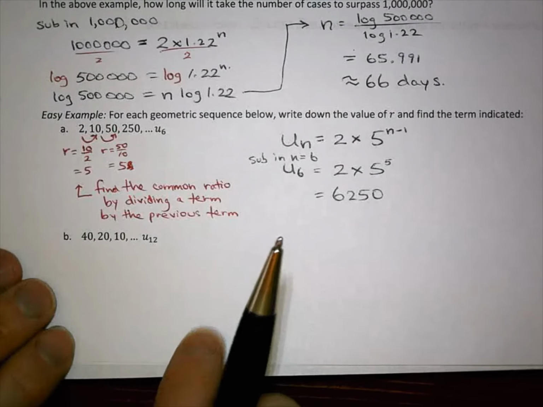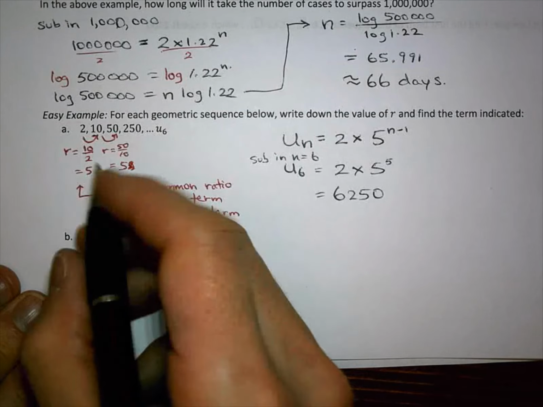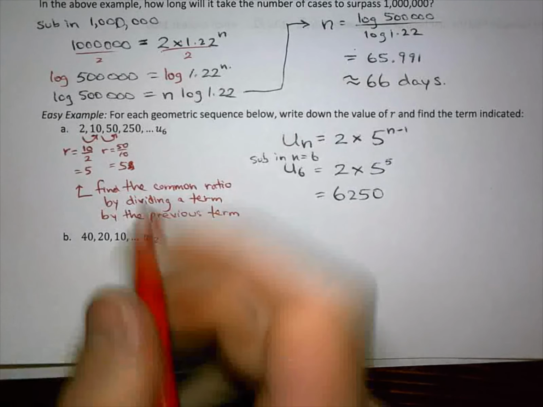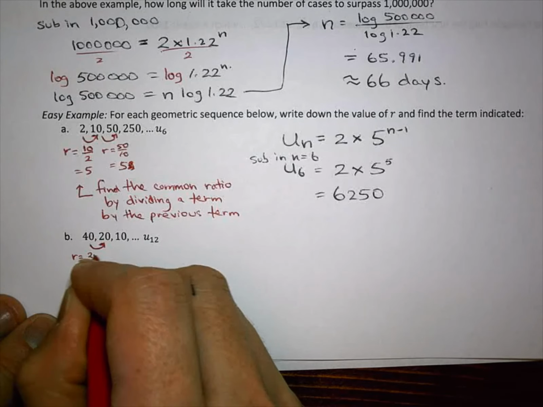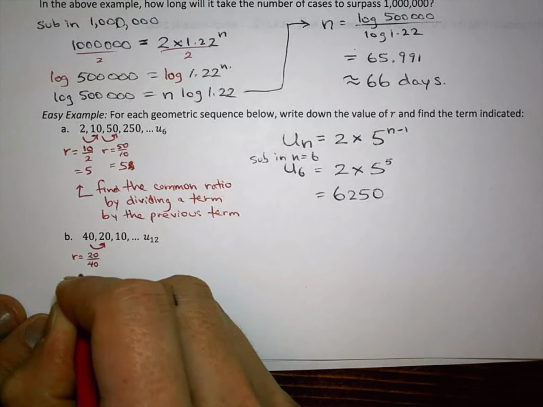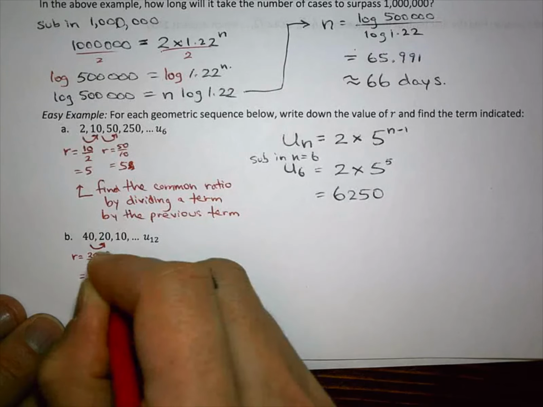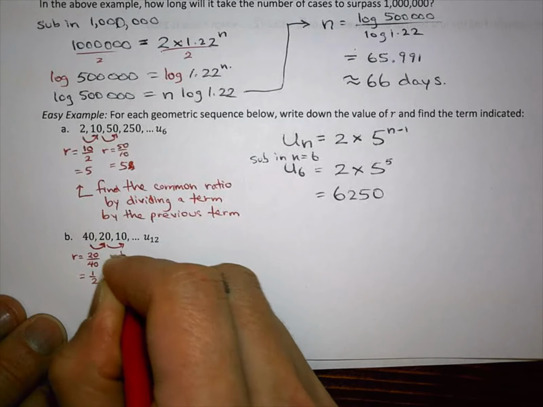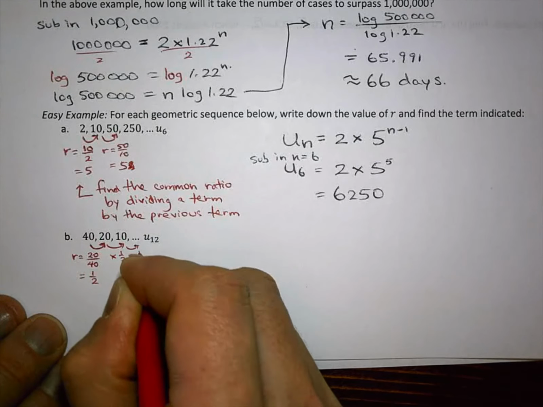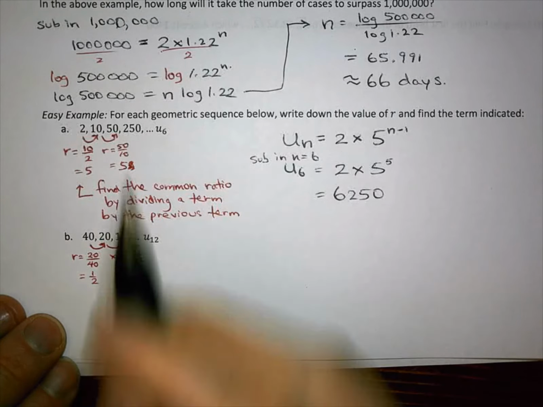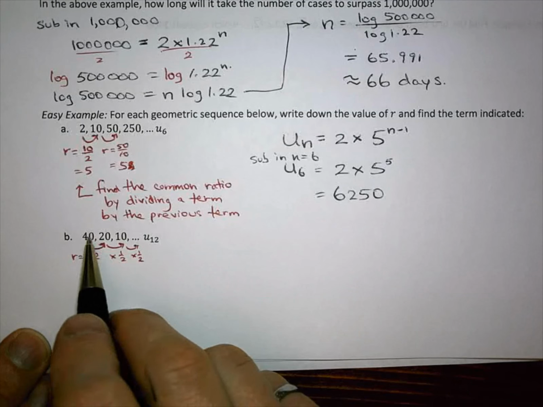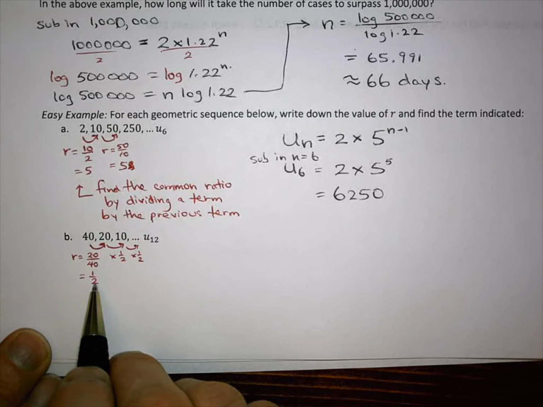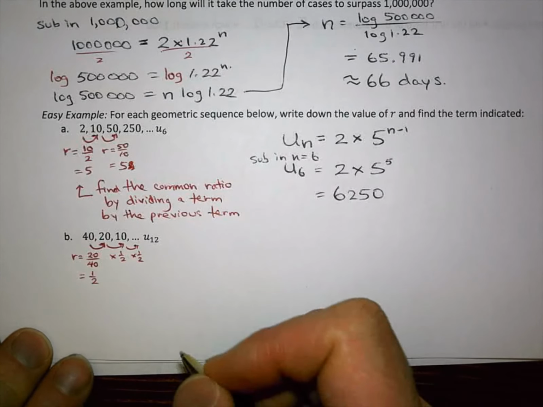Let's do another example here. Let's keep falling back on this strategy for finding the r value. So here I have r is equal to 20 divided by 40, which is 1/2. And this is the same thing. Each time it's multiplied by 1/2. It's useful to use this strategy for finding the common ratio so you don't get confused. It's not being multiplied by a big number, it's being multiplied by a small number, so the sequence is shrinking.